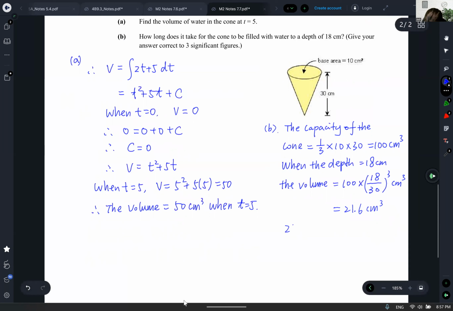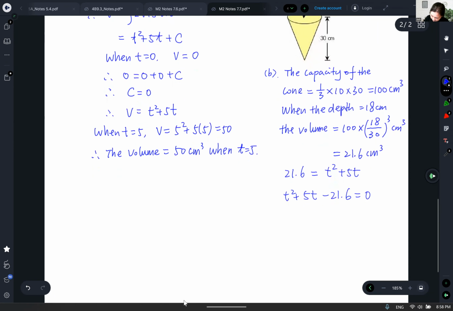So 21.6 equals t squared plus 5t. And then t squared plus 5t minus 21.6 equals 0. You can find t. One answer is rejected, as one answer is negative. Is that fine?